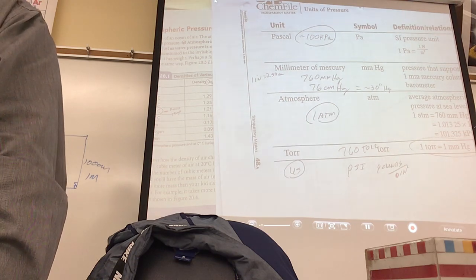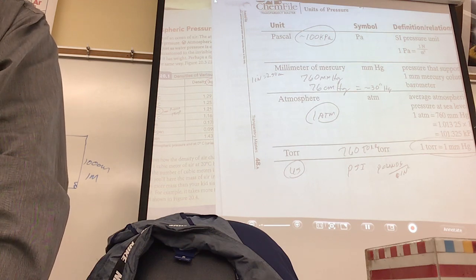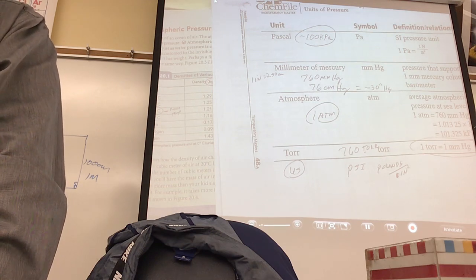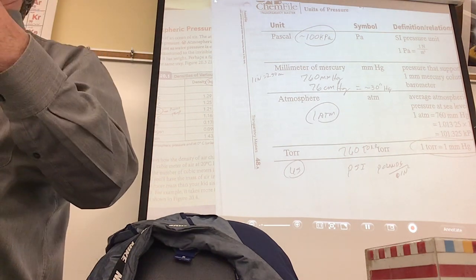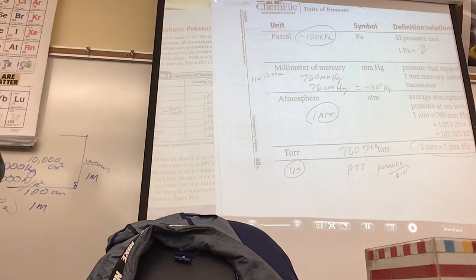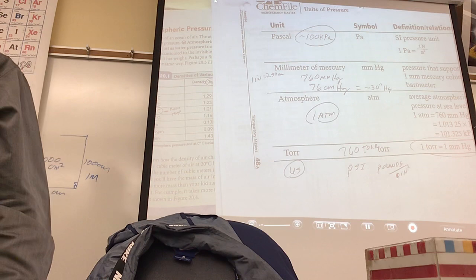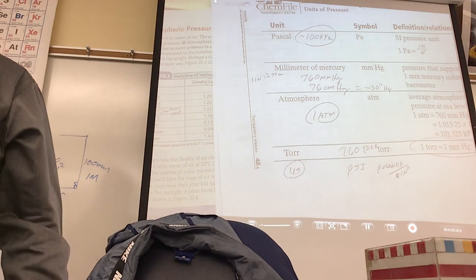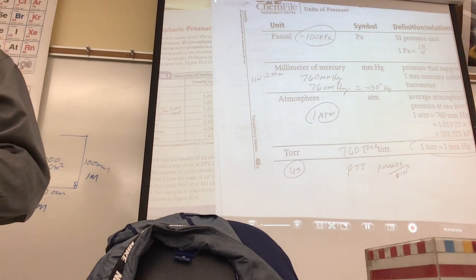So PSI is pounds per square inch, and my tires in my car are about 32. If you open up your driver's side door, you'll see a little sticker there, and it'll say the manufacturer recommends this air pressure for your tires. If you've never seen that, do that today. Go look at it. It'll tell you front tires, back tires. Sometimes they're the same. And they'll be in PSI.